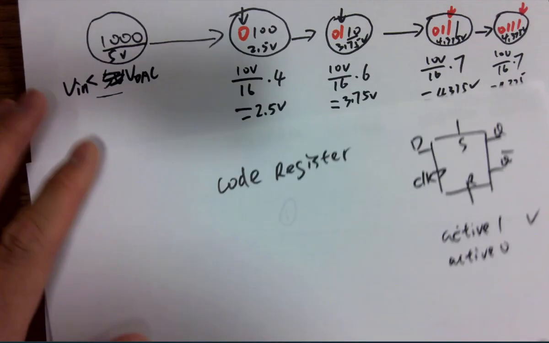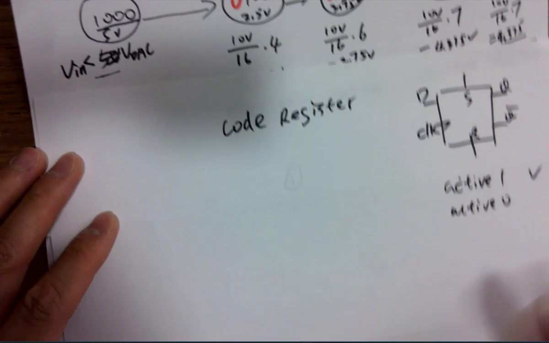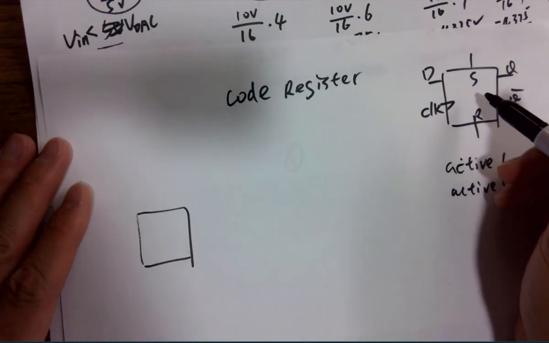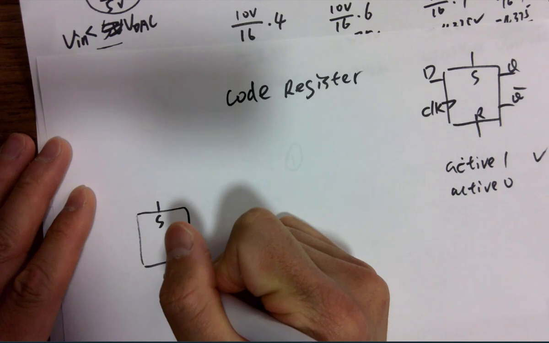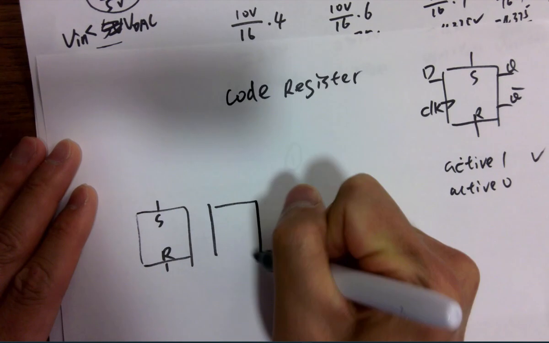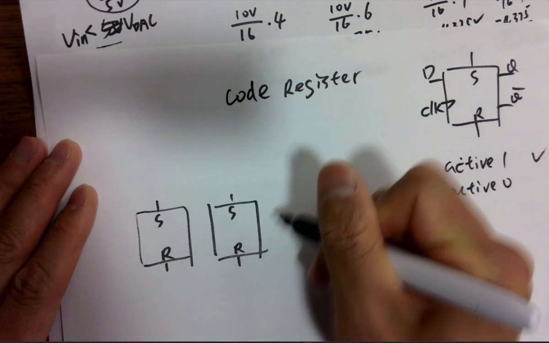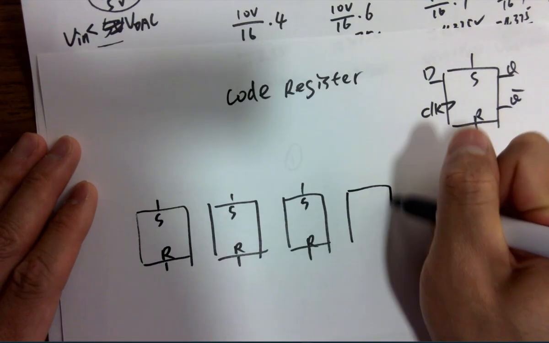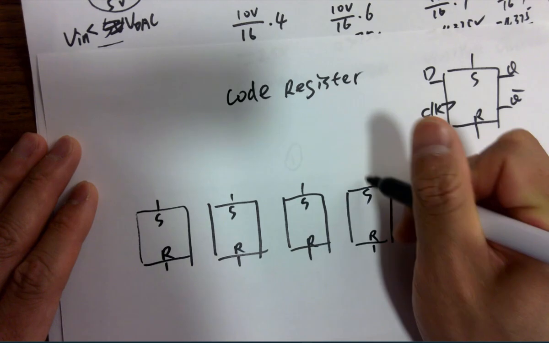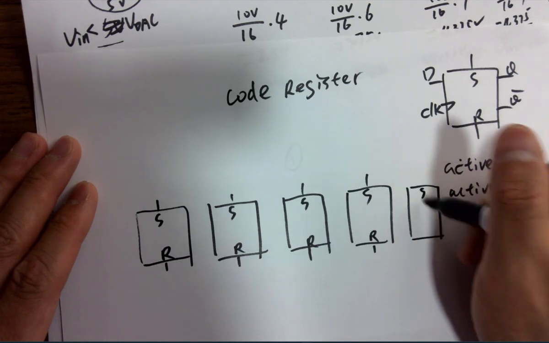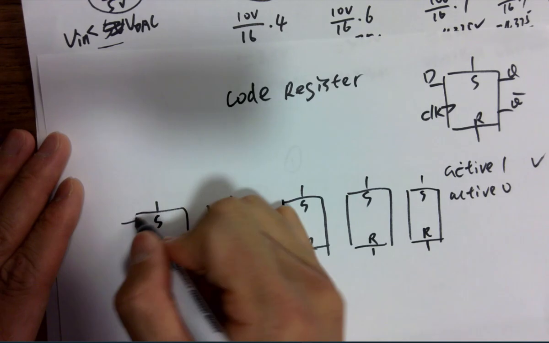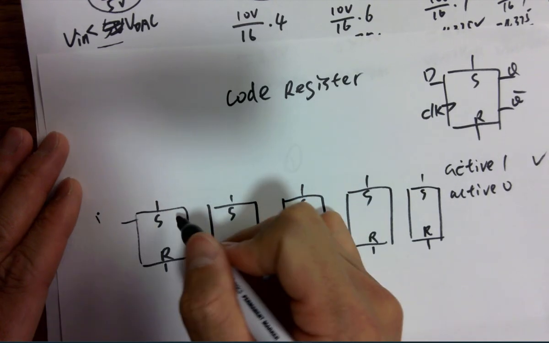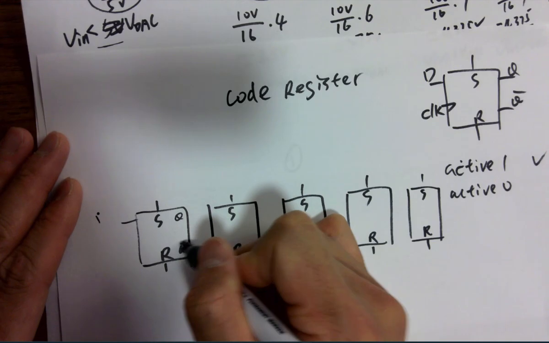So for the code register, we assume that we are using these type of D flip-flops, SR, and these are, that's a D, right? D. And here's a Q, Q naught.